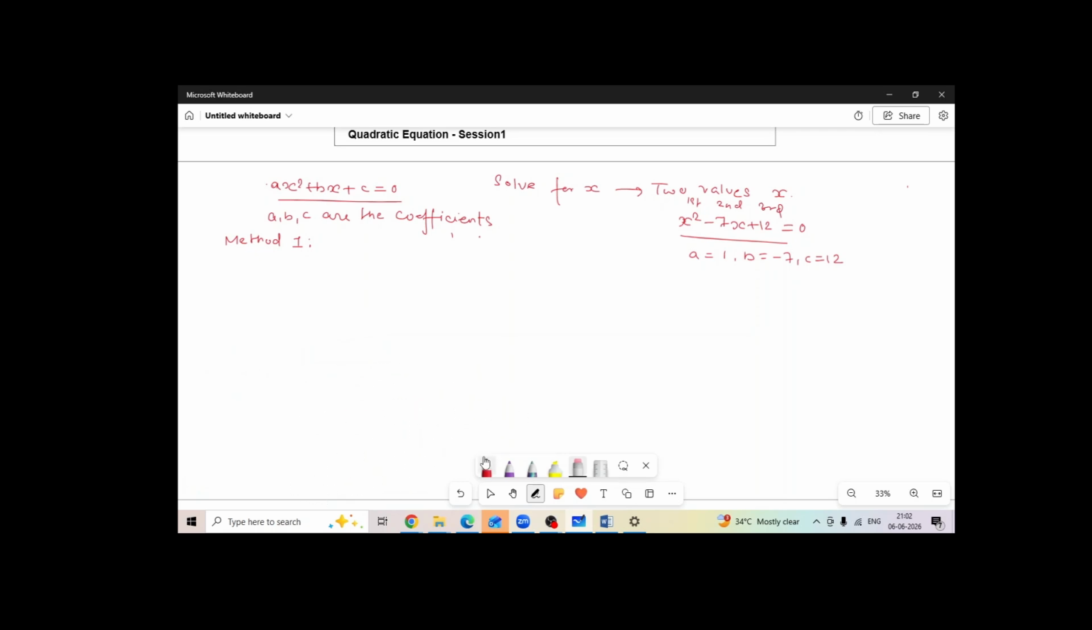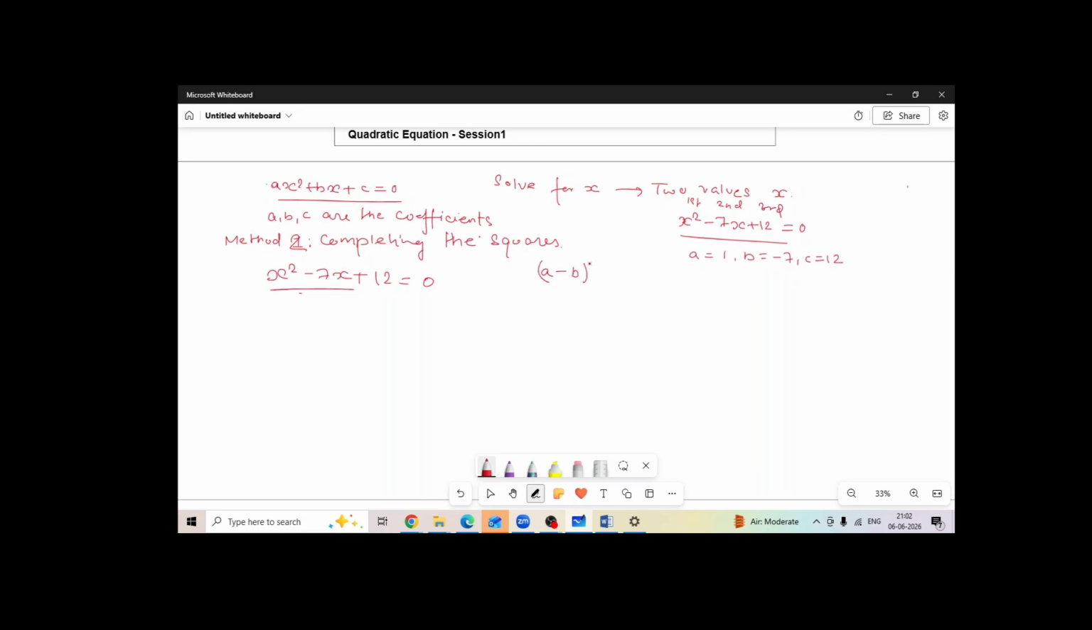Okay, the second method is called completing the squares. So completing the squares means x square minus 7x plus 12 equals 0. I will take these two terms and try to see how we can use this to form a plus b or a minus b whole square.